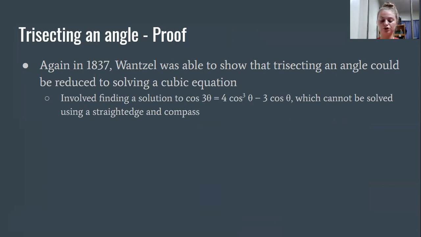None of these curves, however, could be constructed using the restrictions required by traditional Greek geometry. So again, it couldn't be done using the straight edge and the compass. That was also why it was impossible. And it involved finding a solution to cosine of 3 theta, which is equal to 4 cosine cubed theta minus 3 cosine theta. Again, this cannot be solved using straight edge and a compass.